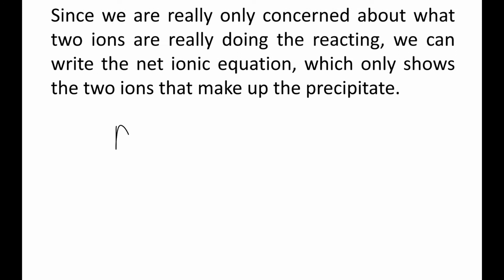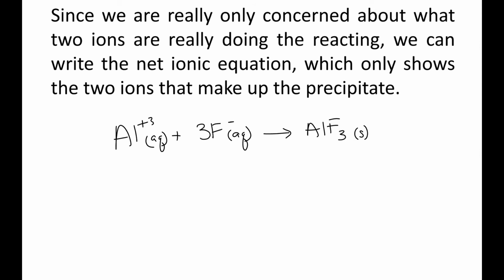And to make up that precipitate, what happened was the aluminum ion reacted with 3 of the fluoride ions floating around to form AlF3 solid. So that's the net ionic equation. That's all that happened. Okay, now we also have what's called spectator ions, and we'll get to that in the next slide.